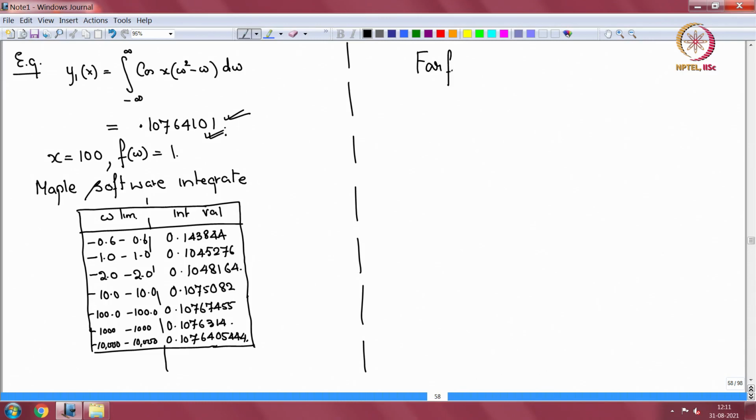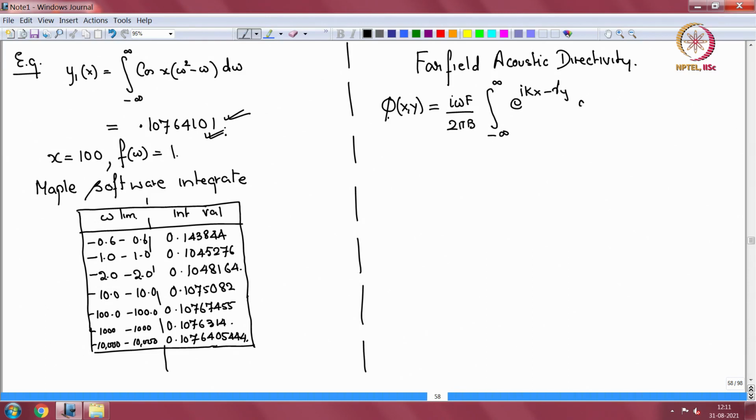So we were looking at far field acoustic directivity, and I said the integral we were interested in is i omega F by 2 pi B, integral from minus infinity to infinity of e to the power i(kx minus gamma y) dk, divided by (k fourth minus kp fourth)(gamma minus mu kp fourth).